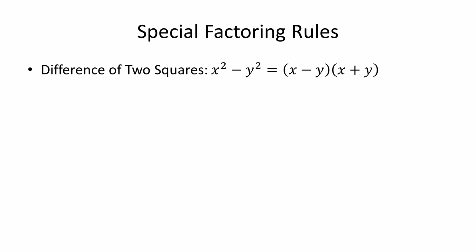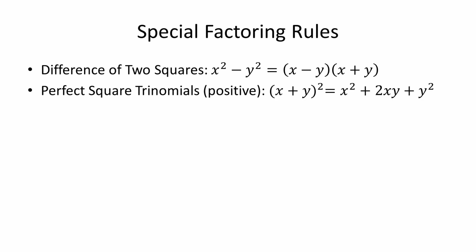So there's some special factoring rules you should know. The first is the difference of two squares rule. So x squared minus y squared equals (x minus y) times (x plus y).